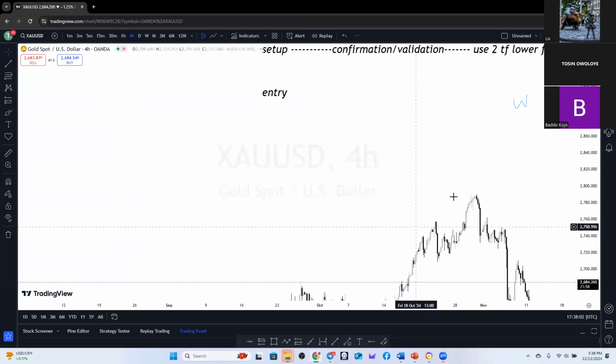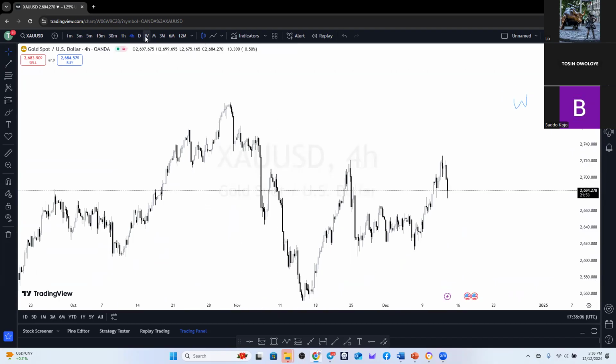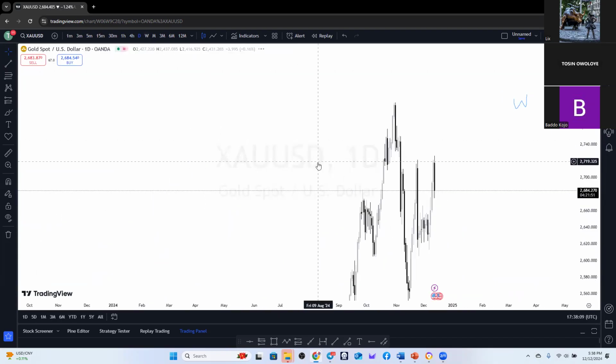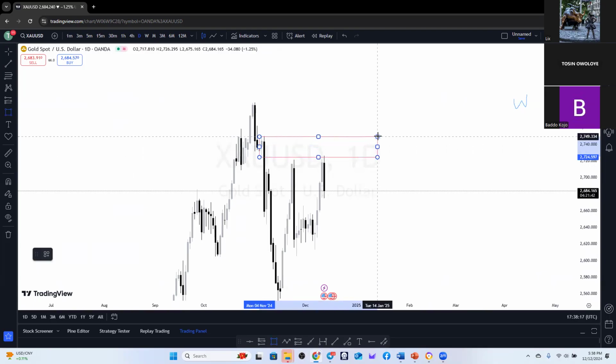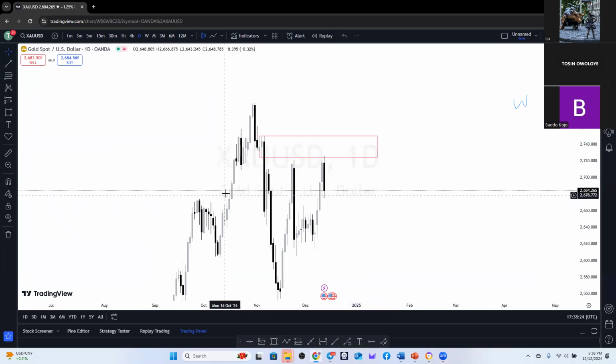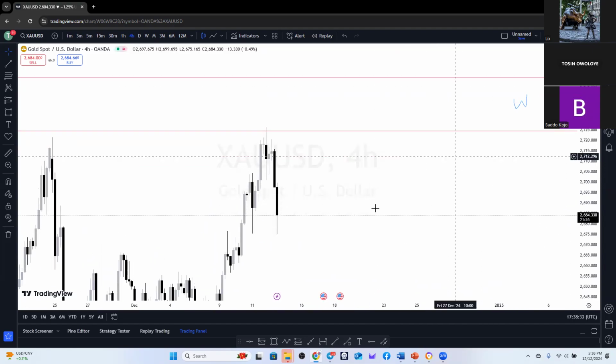So, if I'm looking for direction, and I'm on the daily, this is a daily engulfing, right? Since this is a daily engulfing, and I'm looking for direction, what time frame do I need? 4 hour, right? So I need a 4 hour for what? Validation.